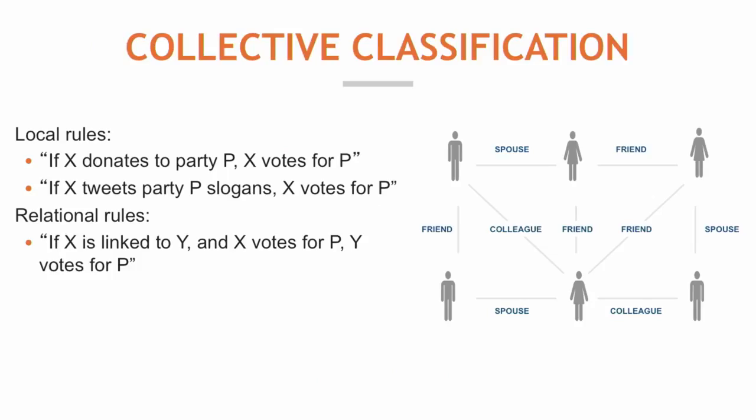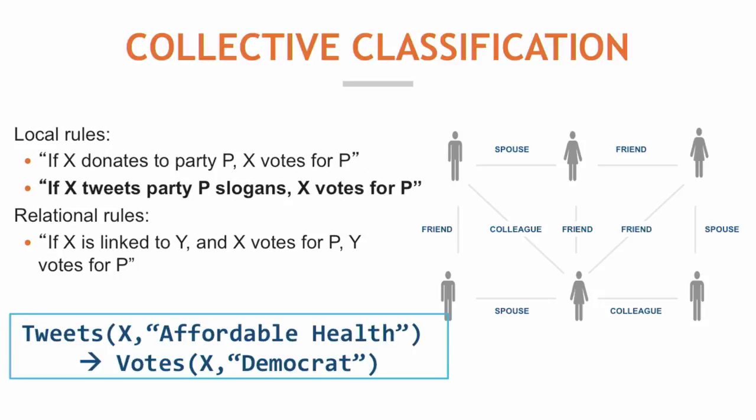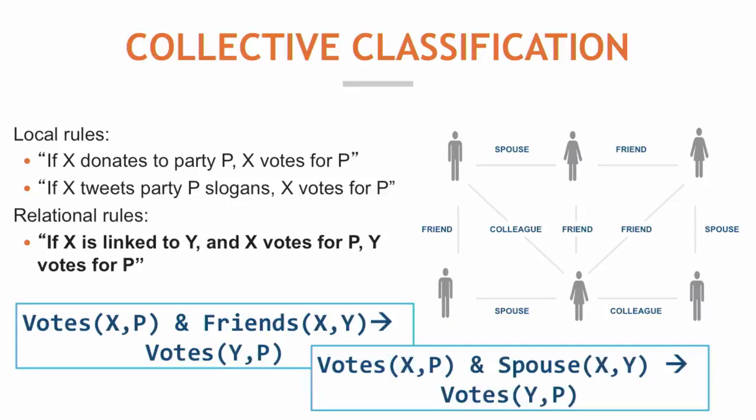So how do we express this as rules? We're going to have some local rules. And these local rules can be things like, okay, if they donate to a particular party, then they're going to vote for that party. Or if they use a political slogan that's associated with some party, they're going to vote for a party. But more interestingly, we have these kind of structured rules where we say, okay, if your friend votes for a party, you're going to vote for a party. If your spouse votes for a party, you're going to vote for the party, and so on. So super simple, but it's surprising. You add these kinds of rules to a flat classifier, and oftentimes you get significant improvement in performance.